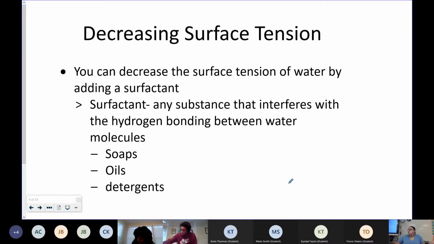So if we were doing drops of water on a penny with a surfactant, we wouldn't be able to hold as much water in that same space. Things that can act as a surfactant are stuff like soaps, detergents, and oils. All of those non-polar substances are going to break apart the hydrogen bonding. Soaps and detergents a lot of times will have a polar end and a non-polar end. So instead of the water molecules attracting one another, they can be attracted to the soap or detergent particles.